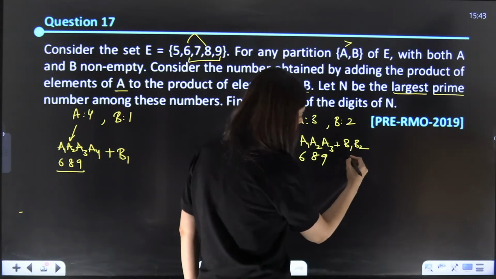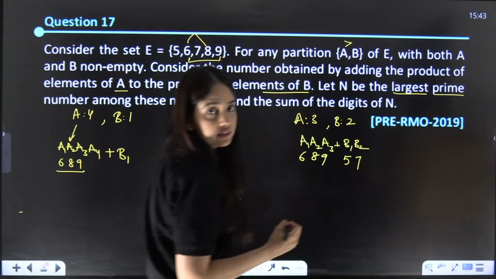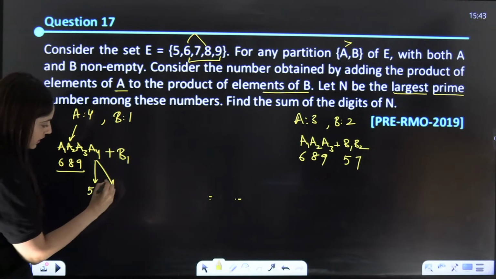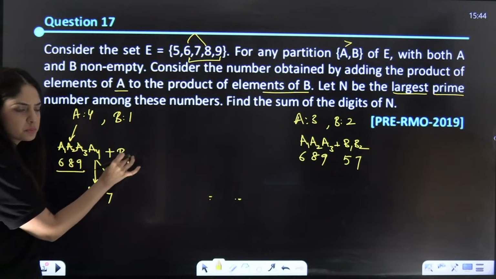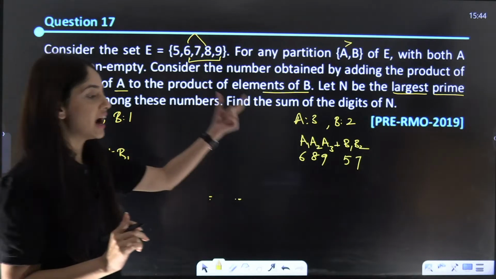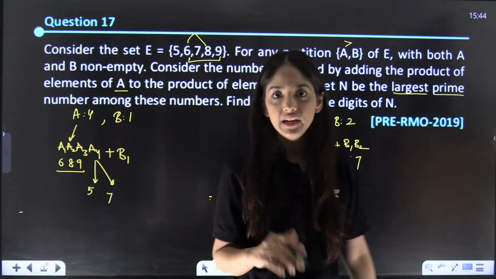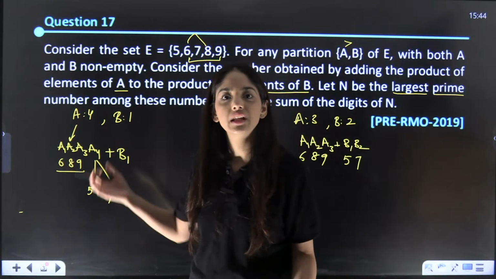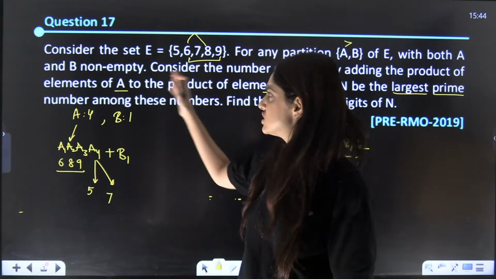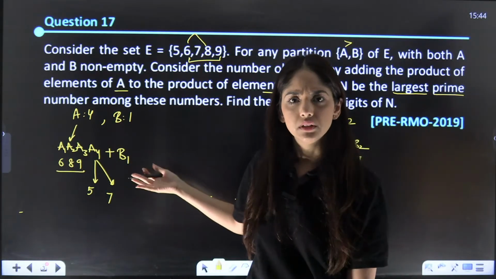Now here it's 5 and 7. Here we have 2 options, either 5 or 7, and likewise B1 will be 7 or 5. Now we need the largest numbers, right? So we will start checking in the descending order.